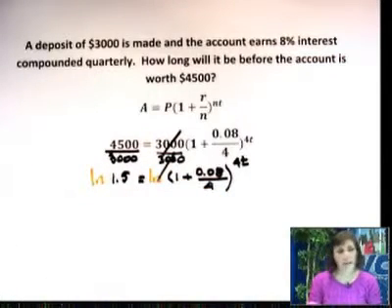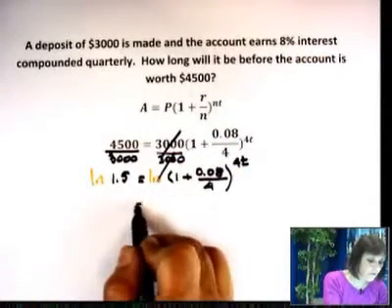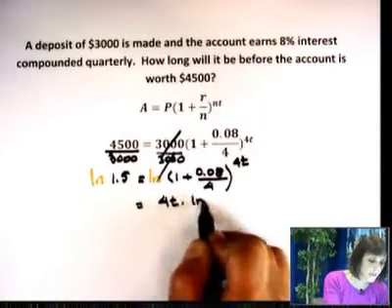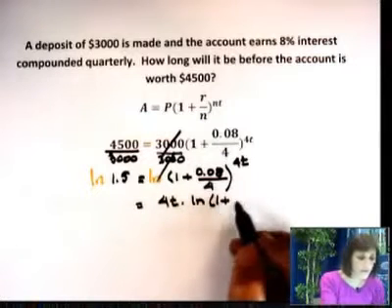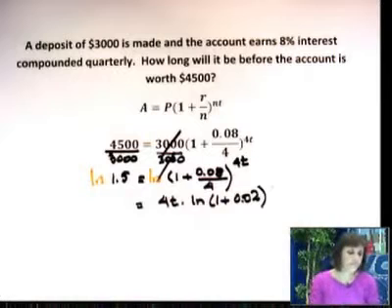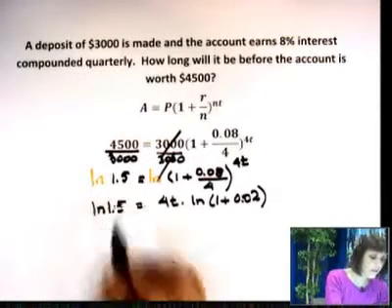Now, I know my ln rules. What happens with the exponent? It goes in front of it. So you write 4t times ln of 1 plus 0.08 divided by 4 is 0.02. And you have ln of 1.5 on the left.